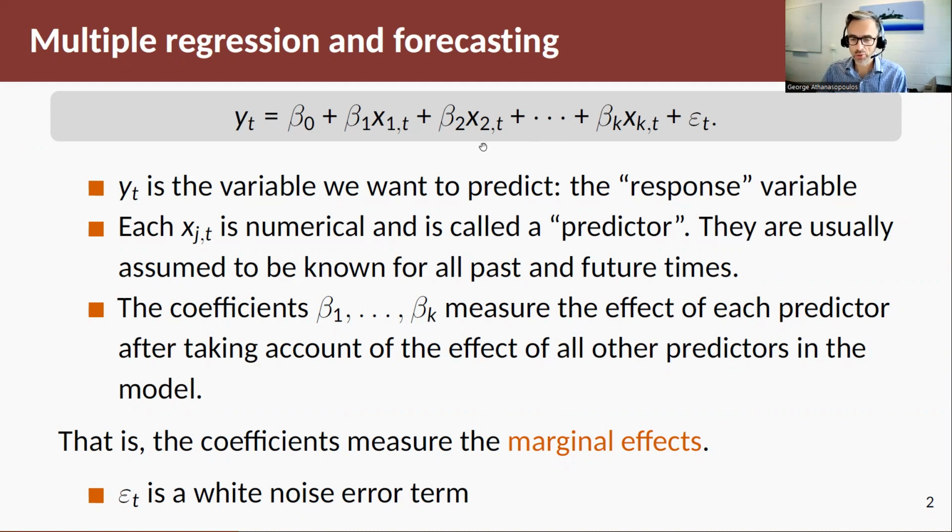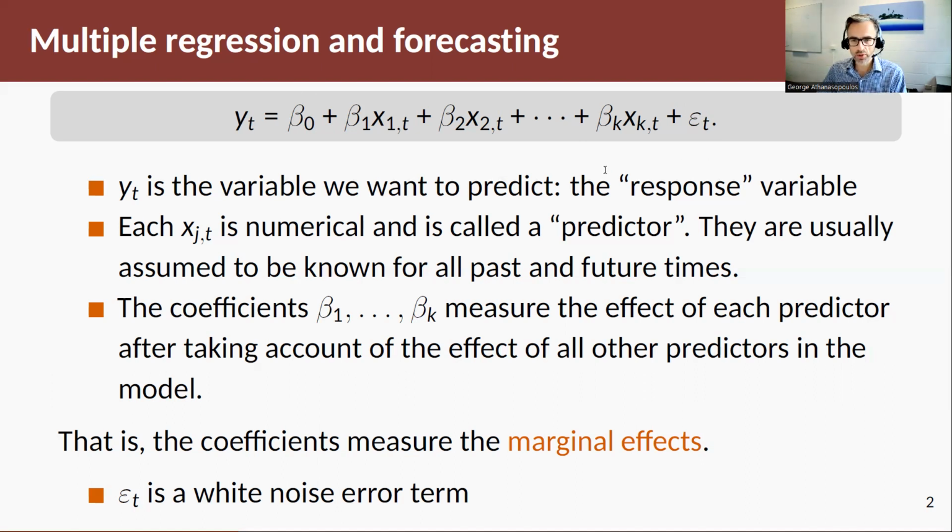To actually make this model operational, we need to estimate these coefficients. This β0 is the intercept, and the rest of the coefficients measure the effect each predictor has on the variable we're trying to forecast, the response variable, taking into account the effect of all other predictors. Hence, we refer to these as marginal effects. So β1 is the marginal effect of x1 on y, the effect of x1 on y taking into account the effect of all the other variables. Epsilon t is a white noise error term, and we'll talk about the assumptions we make about that in a couple of slides' time.